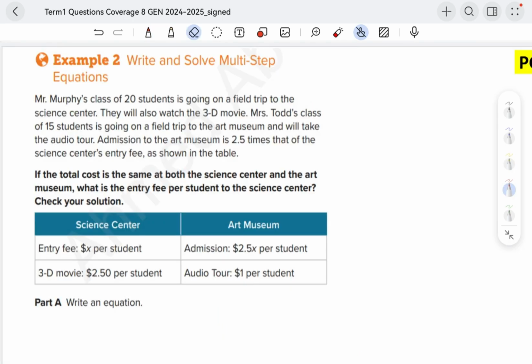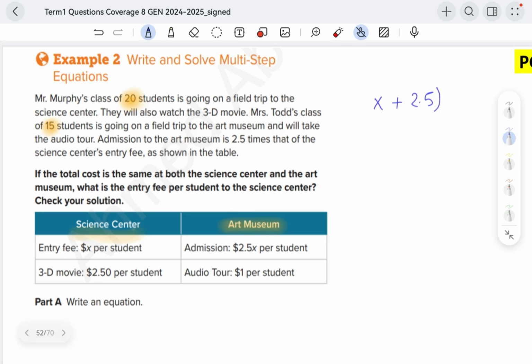Now let's go for question number 2. In this question, it says that we have two groups of students. The first group contains 20 students. They went to the science center, and the other group of 15 students went to the art museum. The table shows the cost per student for each trip. Let's start with the science center trip. Each student pays x for the entry fee plus $2.50 for the 3D movie. And as I said, this is the cost per student.